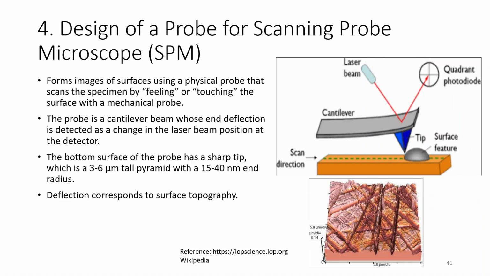The bottom surface of the probe has a sharp tip which is a 3 to 6 micrometer tall pyramid with a 15 to 40 nanometer end radius. Deflection corresponds to the surface topography. Here you can see this is the scan direction, and if you have any surface feature, this cantilever tip will be deflecting, and the laser beam will detect this deflection using the quadrant photodiode. And this is the map of the surface topography.